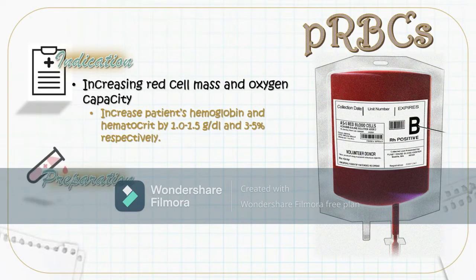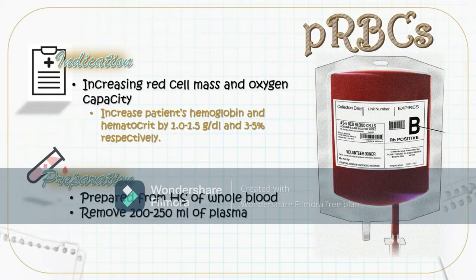For its preparation, if you could remember our illustration, packed red blood cells could be prepared from the heavy spin or light spin of our whole blood units. But of course, after centrifugation, we must be able to remove 200 to 250 ml of plasma, since for packed red blood cells, we must have a concentrated amount of red blood cells. So we have to remove most of the plasma component that was originally present in the whole blood unit.